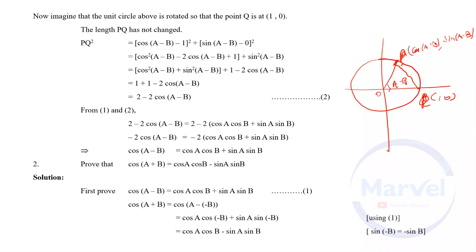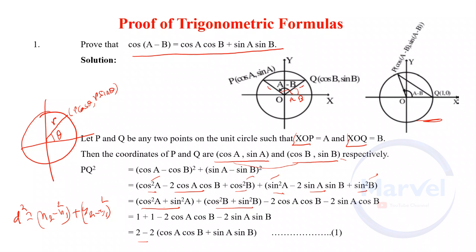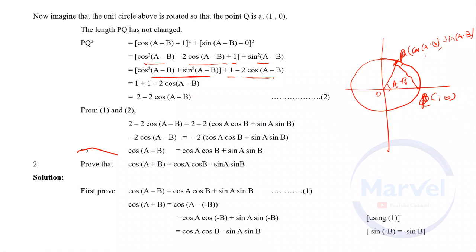PQ square equals cos of A minus B minus 1, this is x1 minus x2 the whole square, plus sin of A minus B minus 0 the whole square. That is cos square of A minus B minus 2 cos of A minus B plus 1 plus sin square of A minus B. Grouping the first and fourth terms, cos square A minus B plus sin square A minus B is 1, and 1 plus 1 is 2. So 2 minus 2 into cos of A minus B.